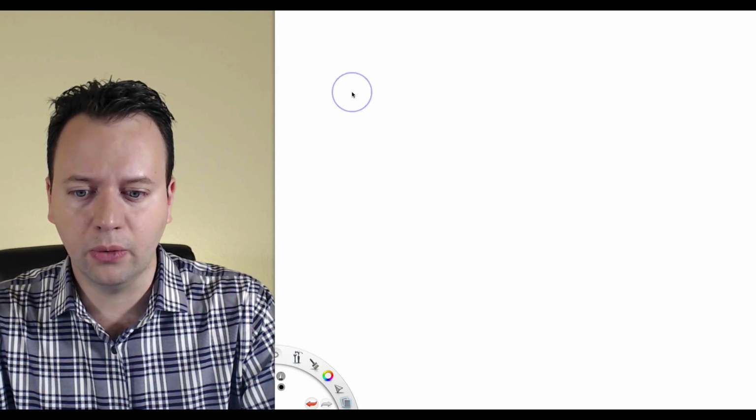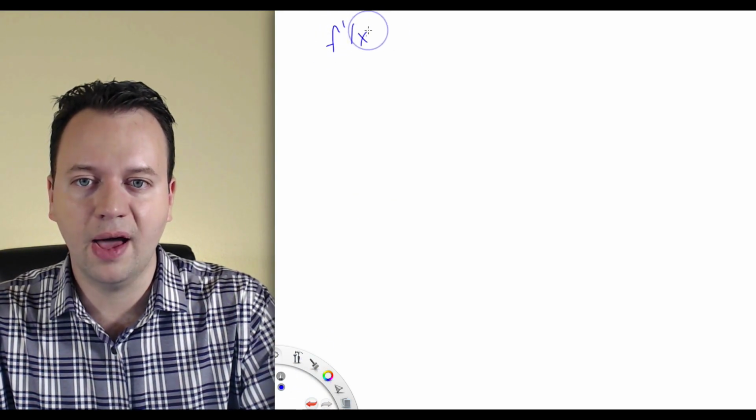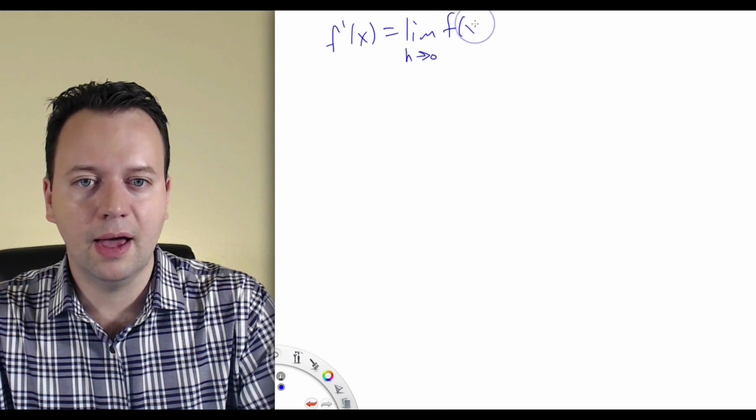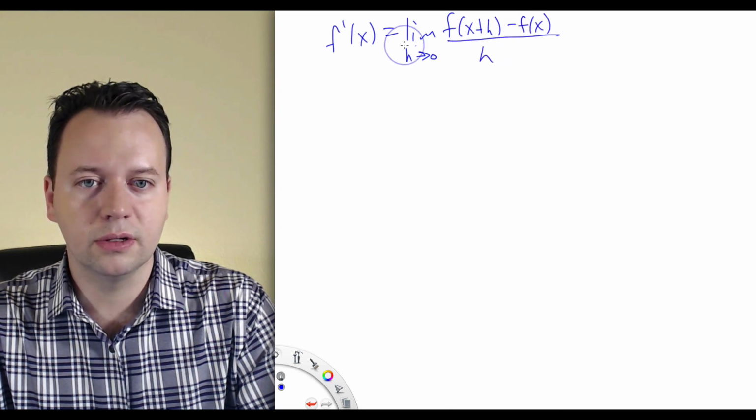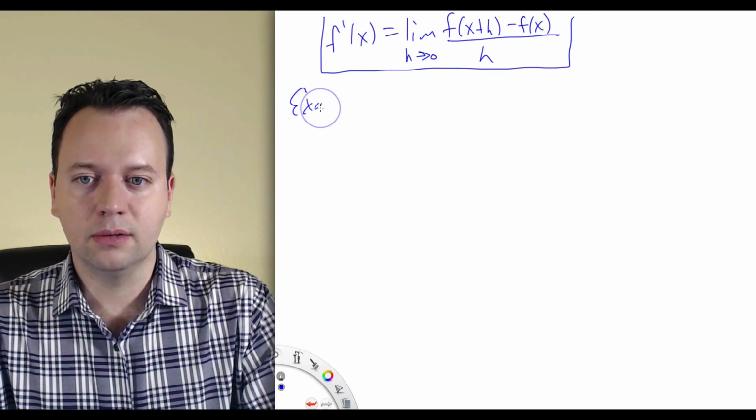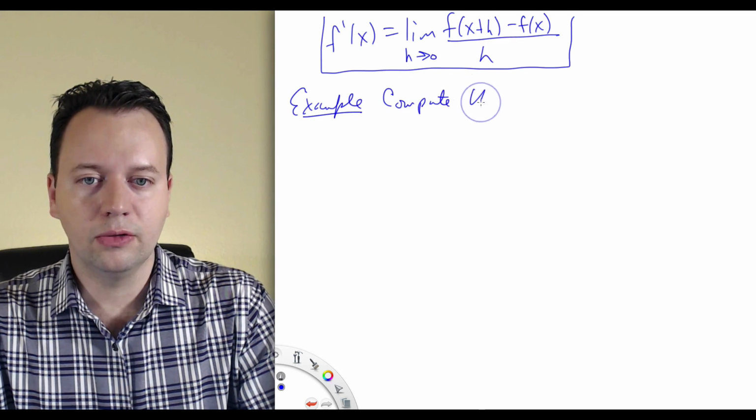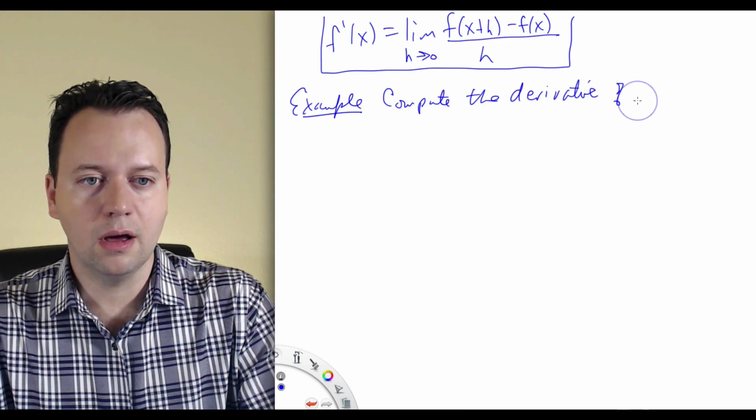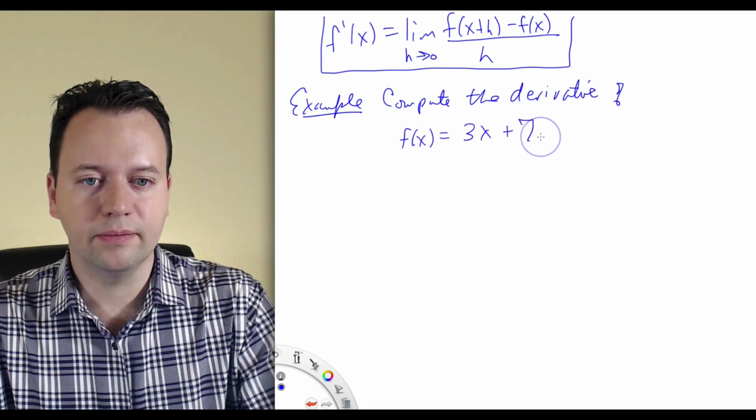So just a reminder, the definition is f prime of x is equal to the limit, h goes to 0, of f of x plus h minus f of x over h. Okay, so our first example: compute the derivative of f of x is equal to 3x plus 7.